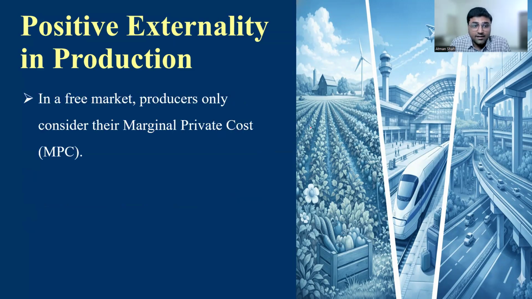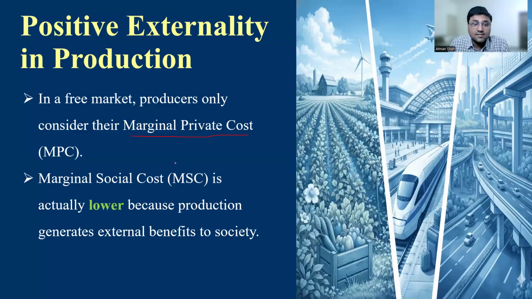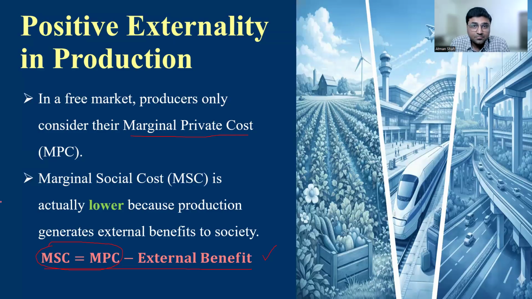So in a free market, again, producers consider only marginal private cost. Producers do not consider the benefit that is generated through the production process. So therefore, in this case, marginal social cost is equal to marginal private cost minus external benefit. You remove that external benefit. So therefore, marginal social cost is lower than marginal private cost.